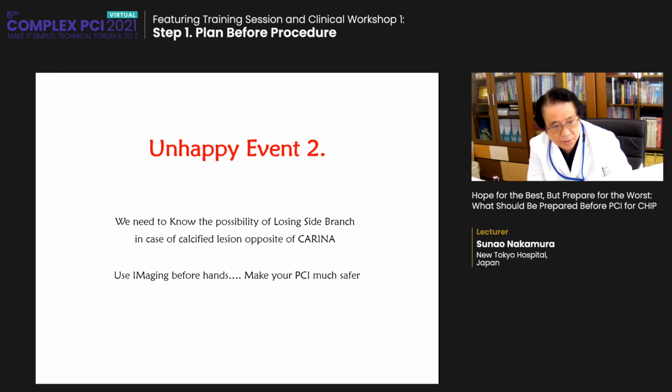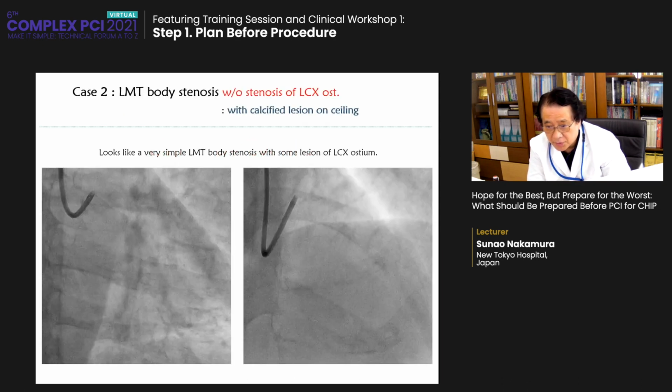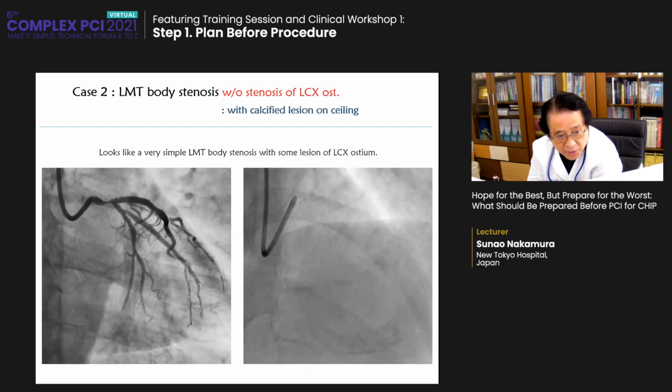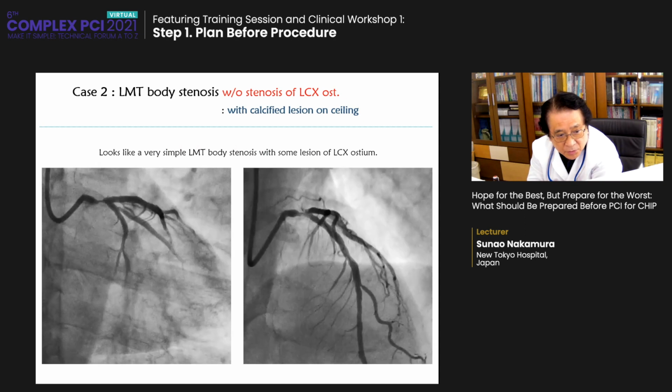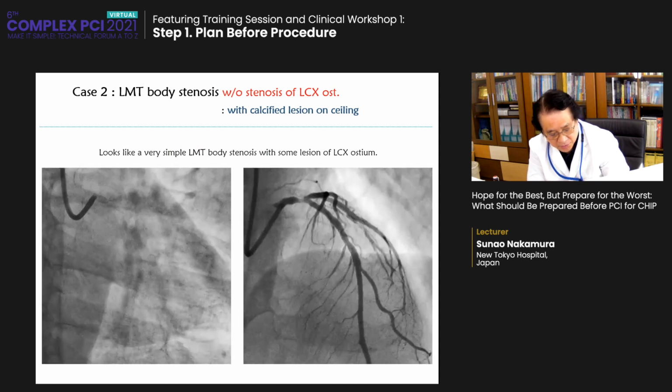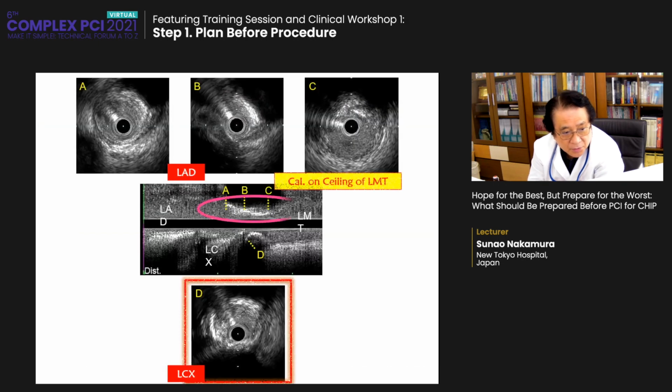Second case is about a complication during left main PCI. This is a case of very simple left main body stenosis, looks okay around the circumflex ostium area from this angiogram, which means no need for intervention of the circumflex. At first, check IVUS. IVUS showed no obvious disease in the circumflex ostium area as we expected.